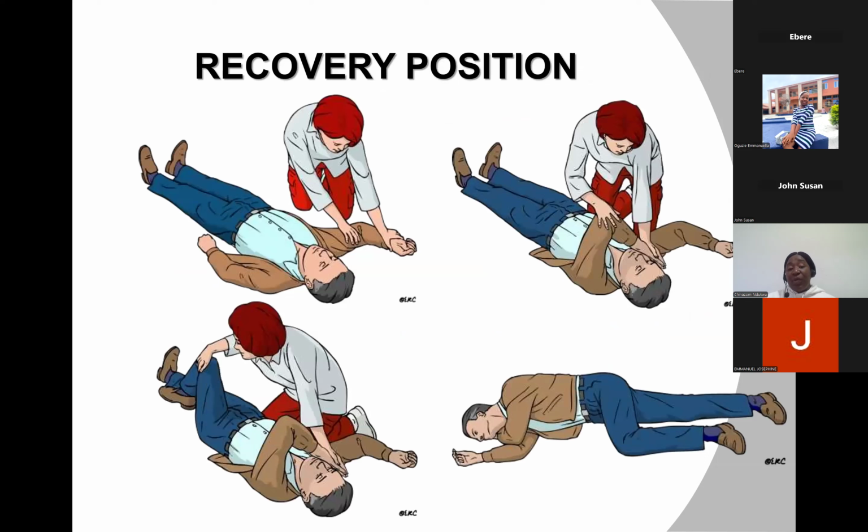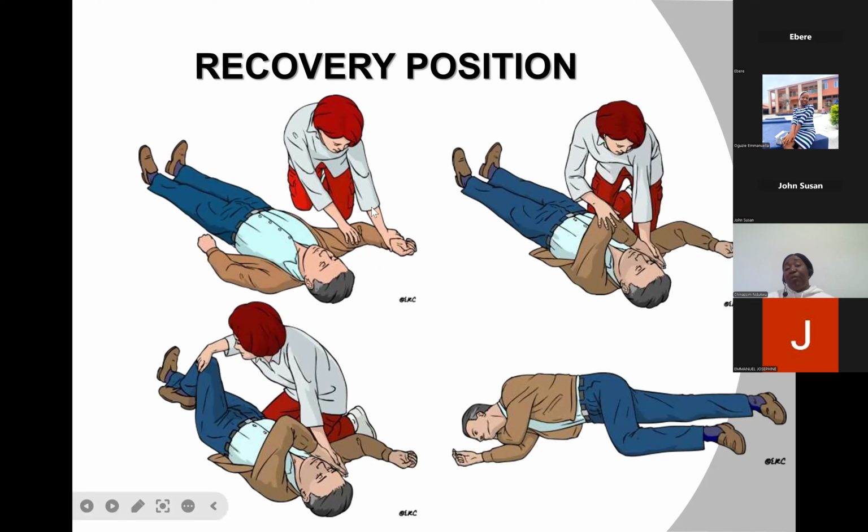And how do you put someone in recovery position? The first thing is to put the right arm, if you want to turn this patient to the right, exactly in this position. The next one is you use the left arm and fold it just the way this person has folded it. This is the third stage. You fold the left leg and then you move that person to the right side.